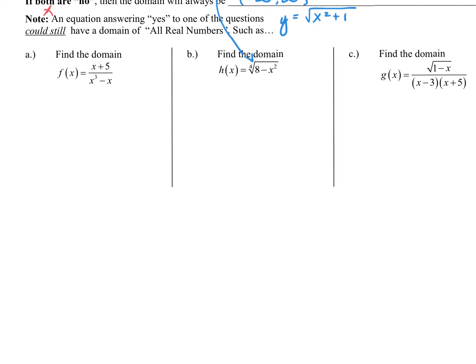So the first question that we have here is finding the domain of part A, and the first thing we ask ourselves is, is there a fraction? Do we have a fraction? Yes.